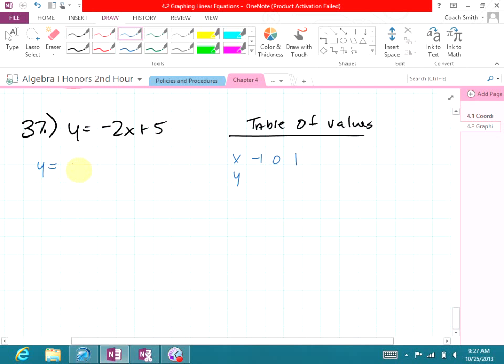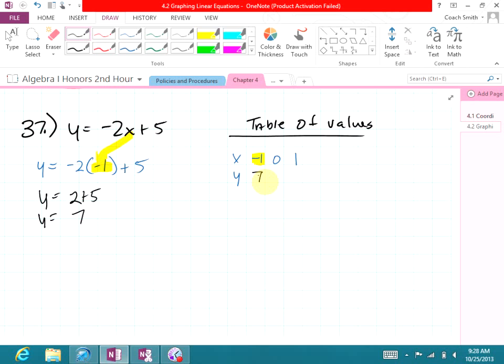So y equals -2 times -1 plus 5. All I did is I took this value and plugged it in right there for this x. Now that gives me y is equal to 2 plus 5, which is y equal what? 7. Thank you. Wow, I didn't realize it was going to take that long. So that's my output value when my input value is -1.